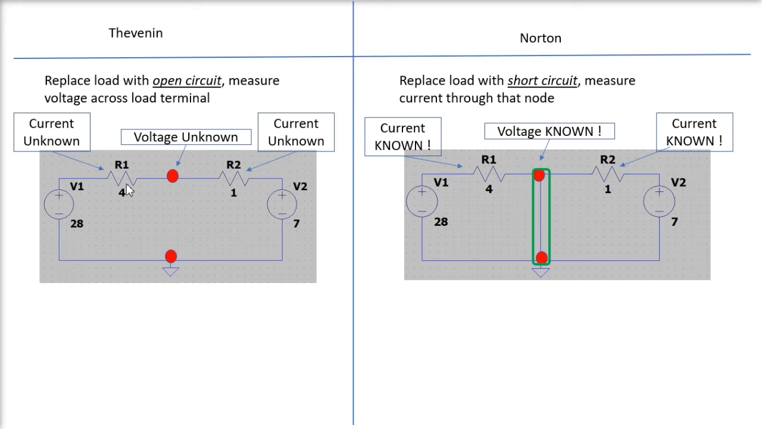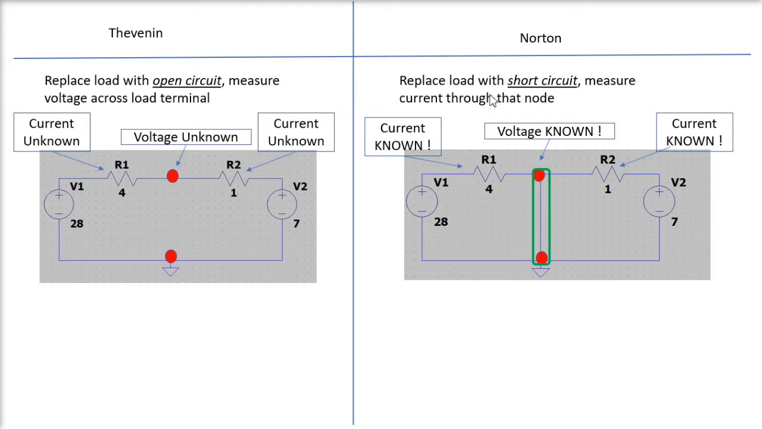Then the current that's passing through R1, since the voltage at this terminal is unknown, I don't know what amount of current is flowing through R1. And similarly, I also don't know what amount of current is flowing through R2. Given that these three parameters are unknown, at the moment I'm not going to be able to solve this circuit or represent the complex circuit as a Thevenin equivalent circuit. So I'm going to see if I can do the same for the Norton equivalent circuit.